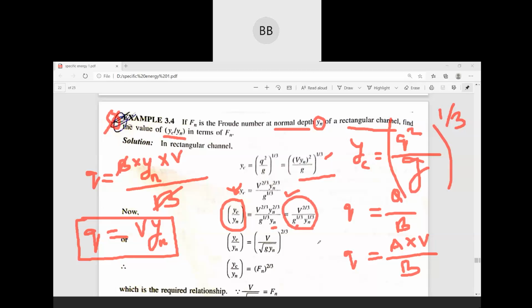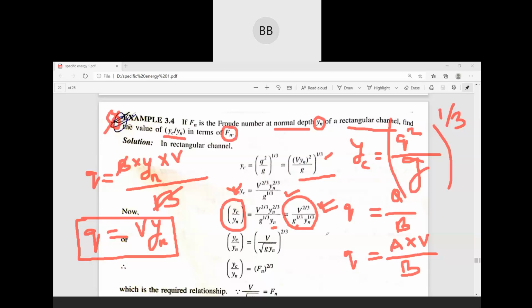This is nothing but 2 by 3 minus 1. It will be minus 1 by 3, so you can write divide. So again, if you go back to the question, what is given is that we need to find out yc by yn in terms of Fn. Whatever yc by yn we got here, we don't have the Froude number.